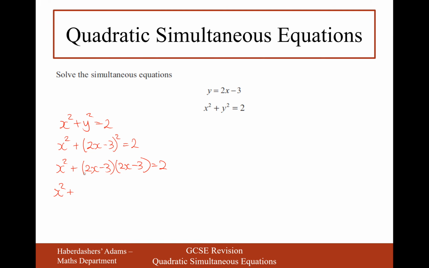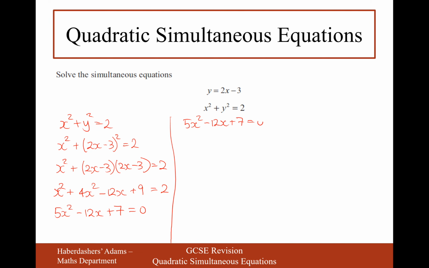Expanding the brackets, you get 2x times 2x is 4x squared, minus 6x minus another 6x, that's minus 12x, and then plus the 9 from the minus 3 times minus 3. Okay, let's simplify now. x squared plus 4x squared is 5x squared, minus 12x, and then 9, take away the 2, you get 7. Alright then, so let's move on to the next line then. We've now got our quadratic equation, and I'm getting a good sense here that I could factorise this.